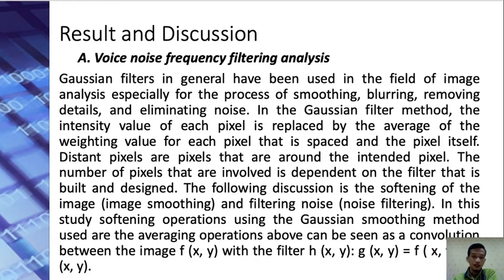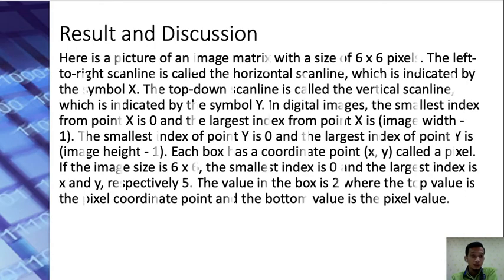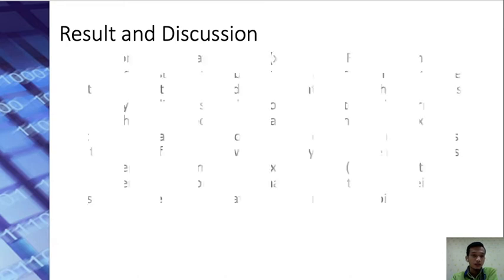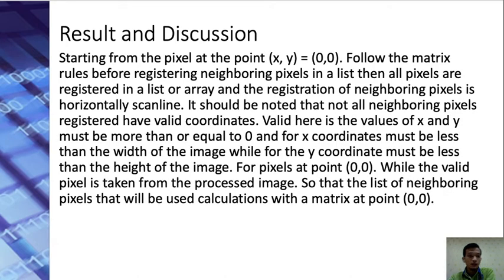the image and the equation. Here is a picture of an image matrix with the size of 6x6 pixels. Next, starting from pixel point x, y, follow the matrix rule before registering neighbor pixels in a list. Then all pixels are registered in the list or array, and the registration of neighbor pixels is done by horizontal scan line.